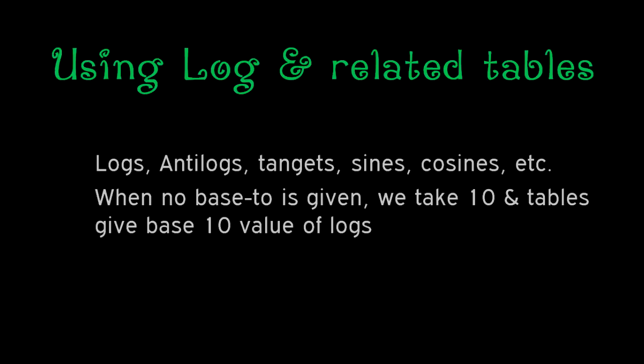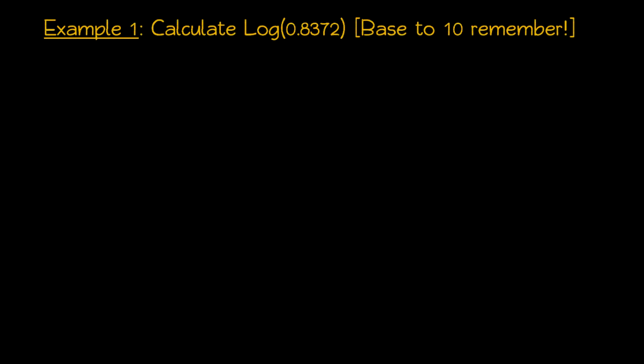Now let us consider the log table. We are finally arriving at the second part of the article, that is how to find logs using log tables. Remember that tables give us base 10 unless it is specifically mentioned. General tables will have base 10 only. We will find the answers of different values. So as an example, we have to find log of 0.8372.